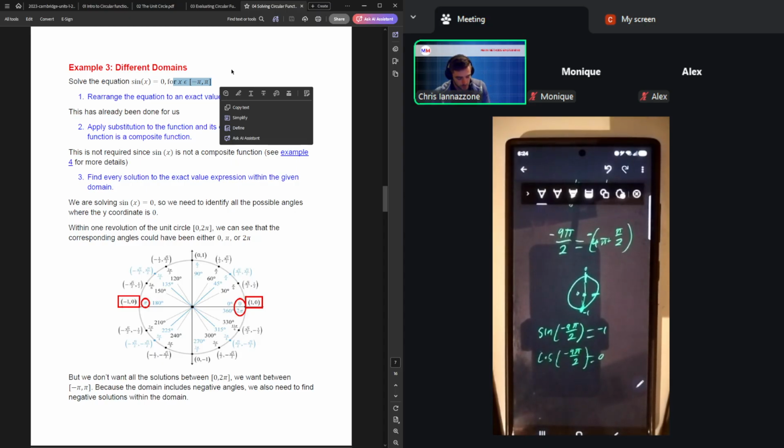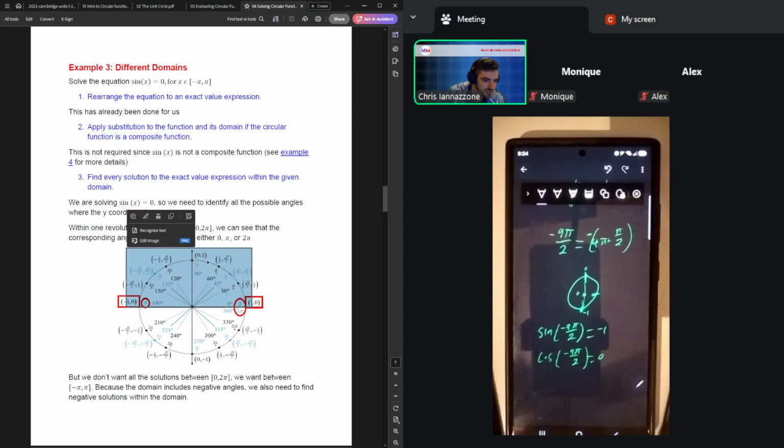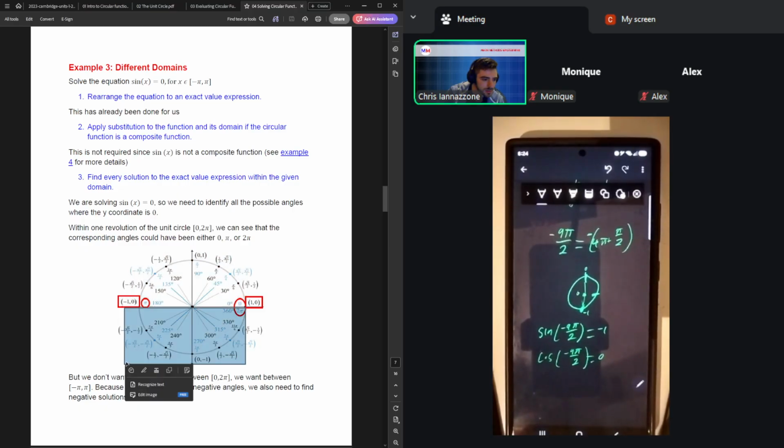The way you work with these is to split them up into positive and negative sections. So for instance, negative pi to pi can be split into 0 to pi, which is just from that top semicircle, starting at 0 and ending at pi. And the other half of that is from 0 to negative pi, which is going to be this bottom part of the semicircle.